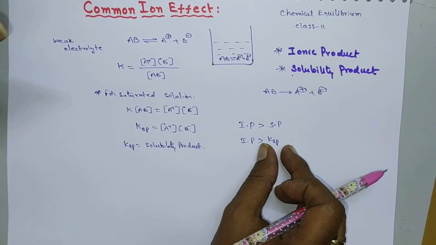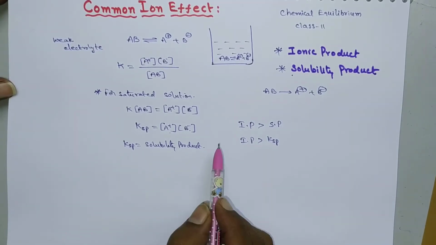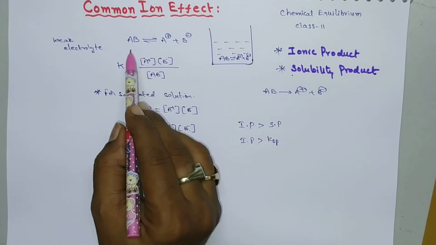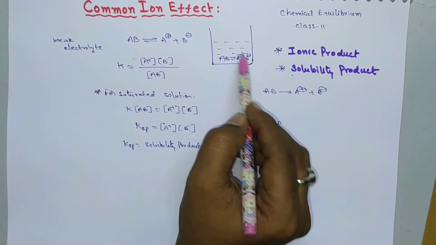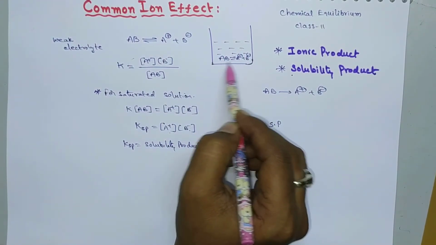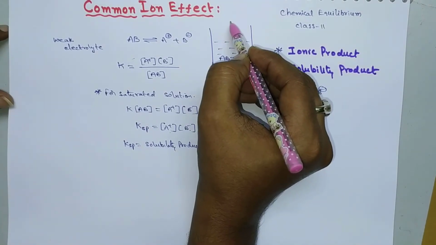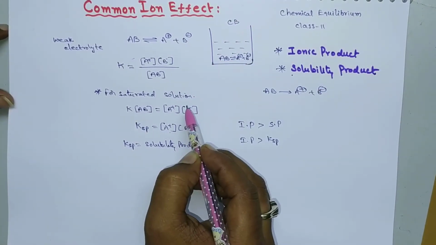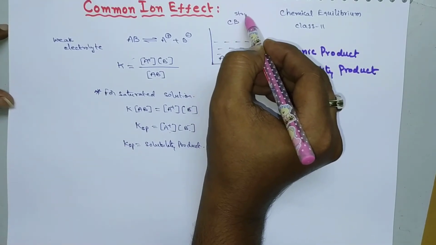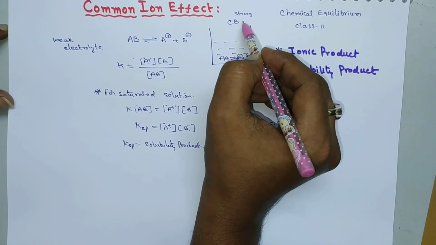So let us check this statement. Suppose this solution is in equilibrium condition. Suppose you are adding any substance like Cb, which is a strong electrolyte. Let us consider this is a strong electrolyte.